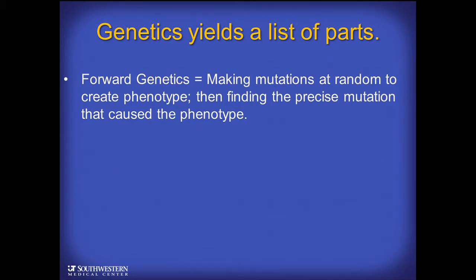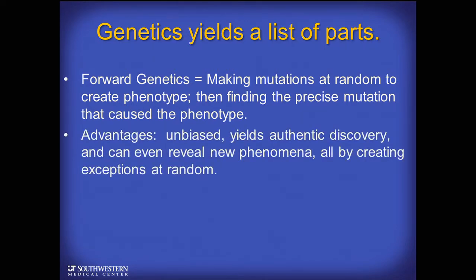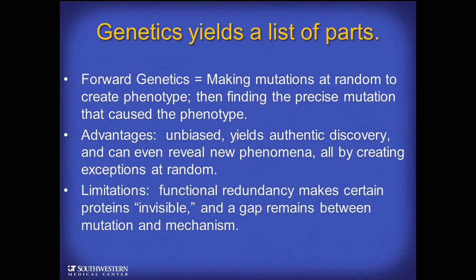This is a system by which one makes mutations at random to create phenovariants. Then one can go back and find the precise mutation that caused the phenotype that is seen. This approach has the advantage of being completely unbiased. It yields authentic discovery. Sometimes it can even uncover new phenomena that one didn't suspect were present in the beginning, all by creating exceptions to the norm.